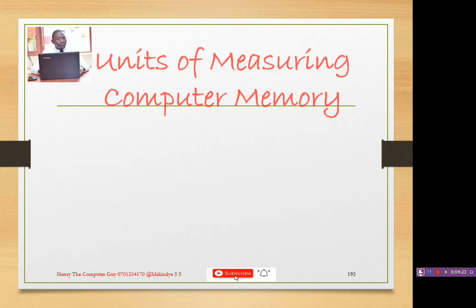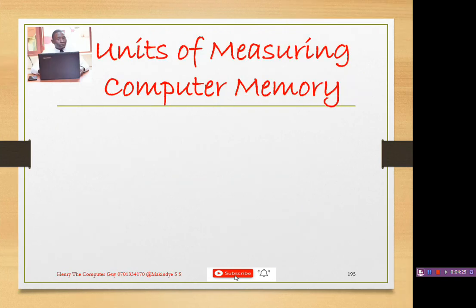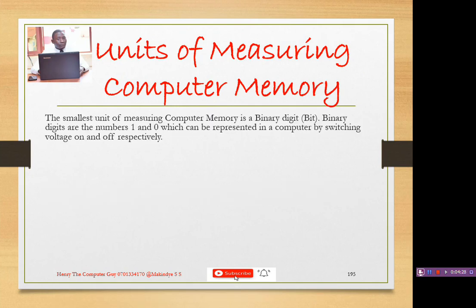Let's continue. Units of measuring computer memory. The smallest unit of measuring computer memory is the binary digit. So what is a bit? A bit is the smallest unit of computer memory. Either that 1 or that 0 is the smallest. We begin from that 0 or 1, and when they combine, they go on increasing. Binary digits are the numbers 1 and 0, which can be represented in a computer by switching voltages on and off. So those two values, the 1 and the 0, have states.